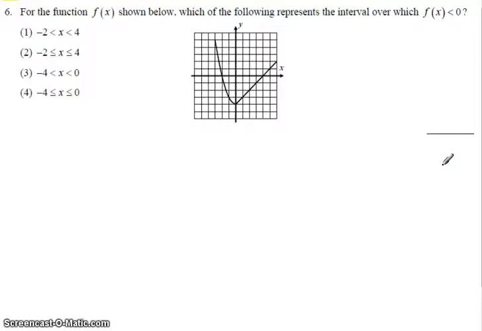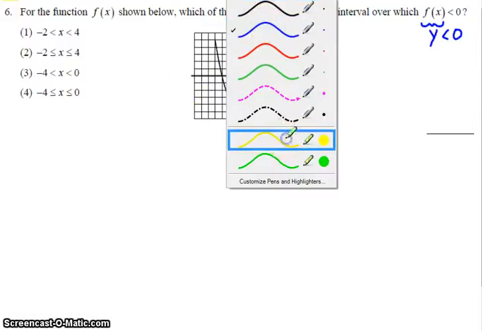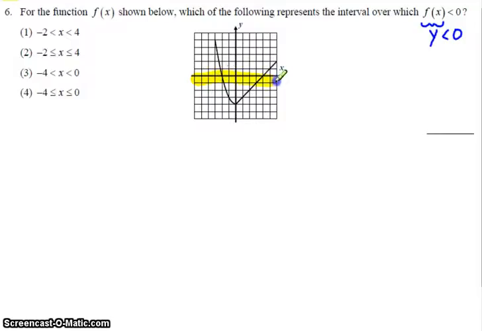Number 6, for the function f of x shown below, which of the following represents the interval over which f of x is less than 0? Remember, f of x, you can always just think in your mind, f of x means the y. So if y is less than 0, that means y is negative. Well, where y is negative are all the points, let me highlight it, kind of the low half of the graph here. So everything here.